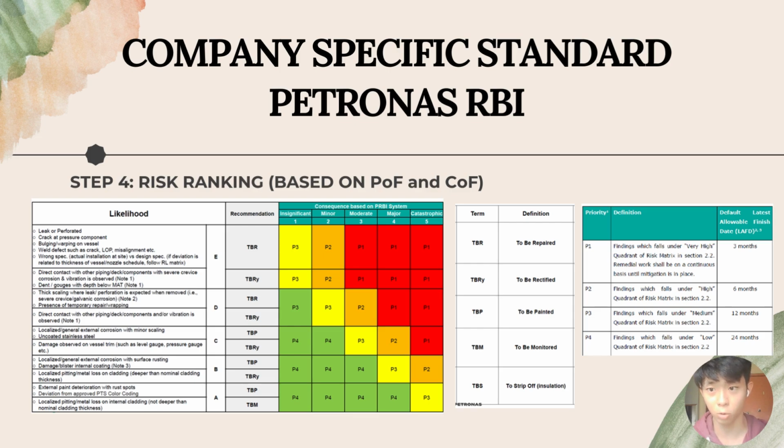After getting the POF and COF value, the risk is ranked accordingly from P1 to P4. P1 is the highest ranking risk, which stands for priority 1, and P4 is the lowest ranking risk, which stands for priority 4. After that, the recommended action is suggested, such as to be repaired, to be rectified, to be painted, to be maintained, or to be stripped off, according to the table shown below.